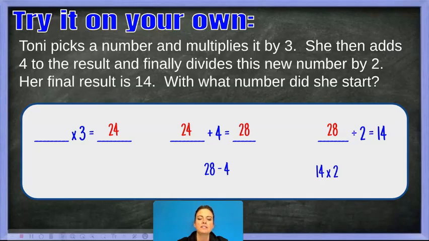And so the second thing she did was add 4 to 24. But she got 24 by multiplying something, the number she started with, by 3. So in order to figure that out, we do the inverse. We take 24 and divide it by 3 to find out that the first number she had was 8. How was it? Not too bad, right?